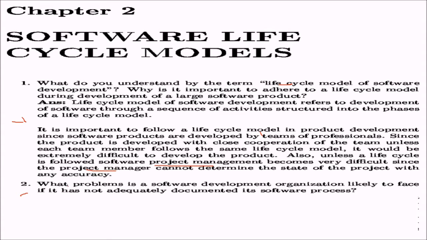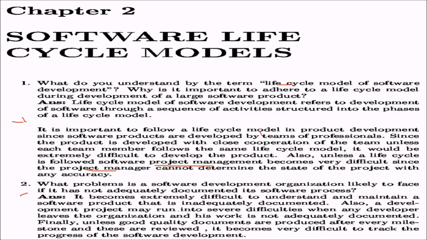The second question is, what problems is a software development organization likely to face if it has not adequately documented its software process? So if the documentation is not proper, what may be the problems? First of all, if it is not documented, you will not be able to understand and maintain the software. And when any developer finds himself in some difficulty, there is nothing to refer to. A good quality document, when it is properly reviewed, being seen by yourself, the team, and the end user, acts as a milestone. So to track the progress, to know whether what we are doing is correct, verified or validated, we really need a documented software process.